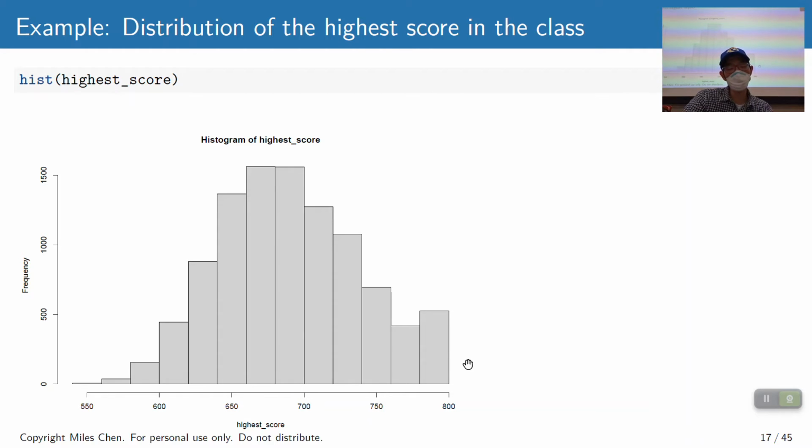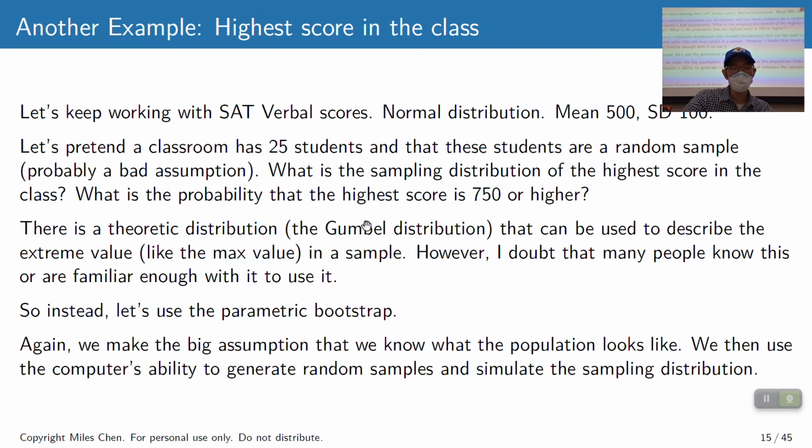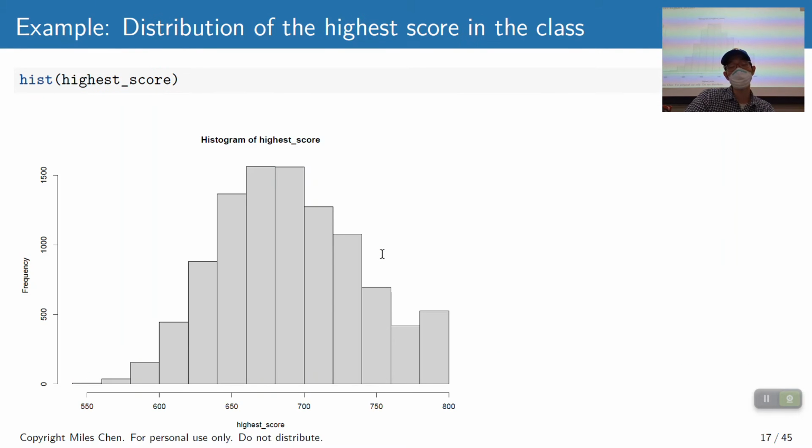And we can here see that actually the Gumbel distribution, the theoretic distribution, might not be the best idea because the SAT has a max score of 800. We don't get the smoothed out tail that we would expect. And so here we see a little secondary peak of 800, showing that there's an artificial cutoff here, okay?